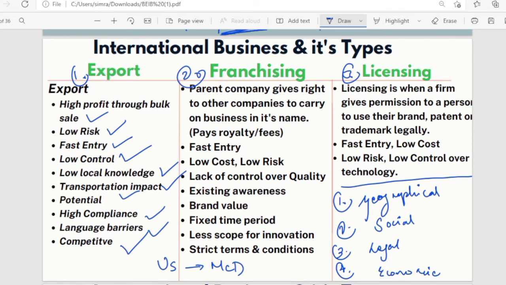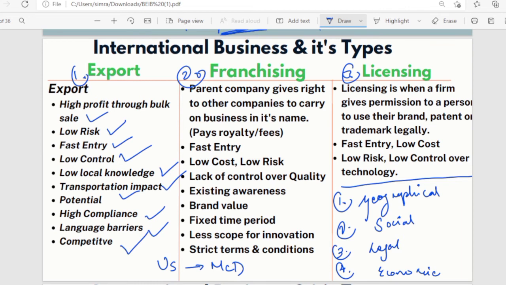Later on, the owners of McD started giving the rights. That is, they started giving access to how they are preparing and how they are functioning to other countries, so that they can also open McD's branch, McD's franchise, in their country. But can they change the name? No. It has to be named McDonald's only.